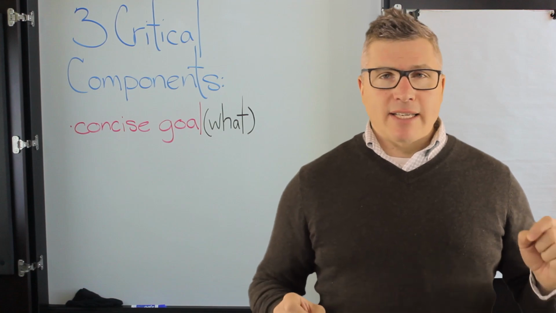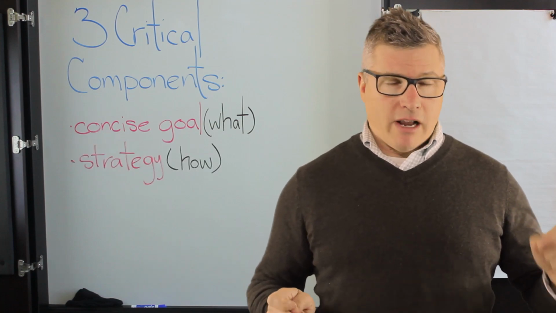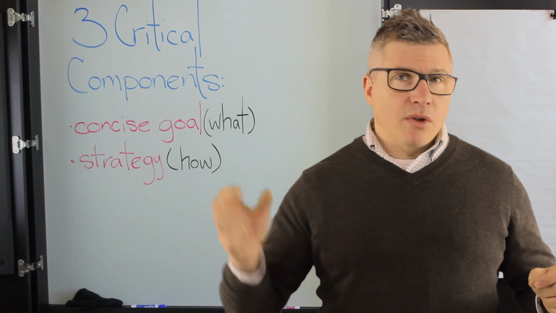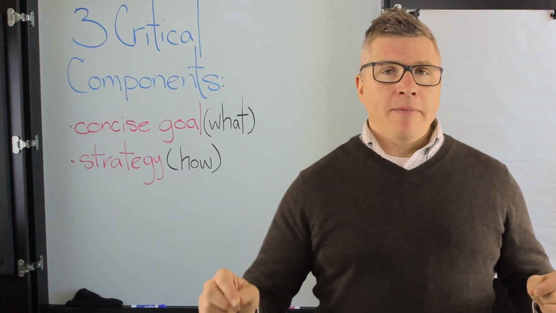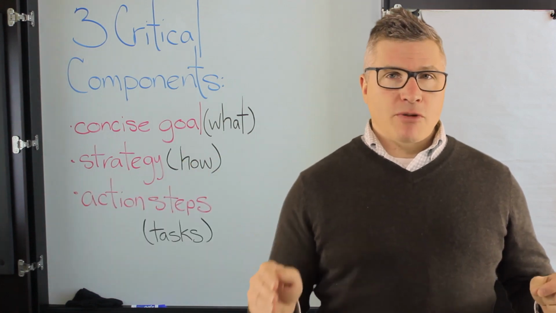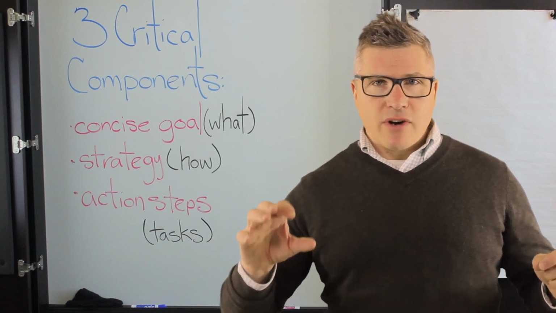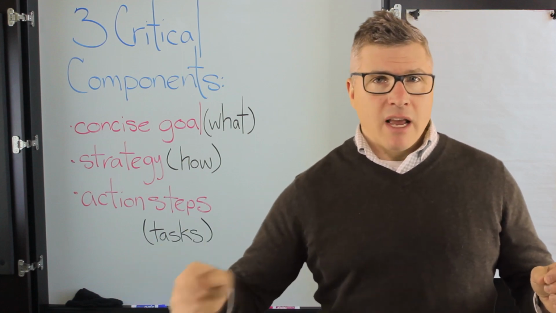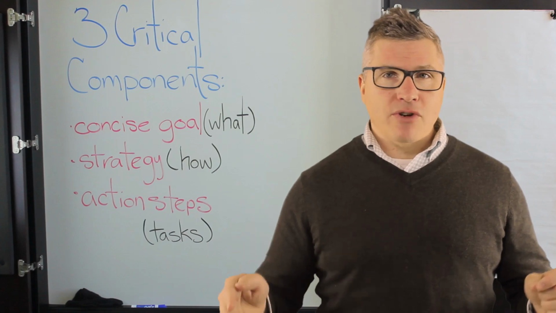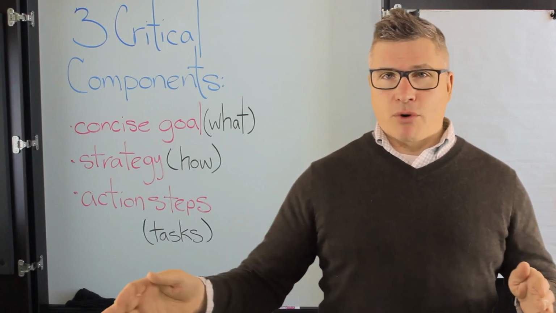The second is knowing exactly which strategies are going to help you achieve your goal. So if your goal is the what, the strategies are going to be the how. The third component is measurable action steps. So we need to take our strategy and break it down into discrete steps, allocate resources, and find a way to measure that we're on track and making progress.